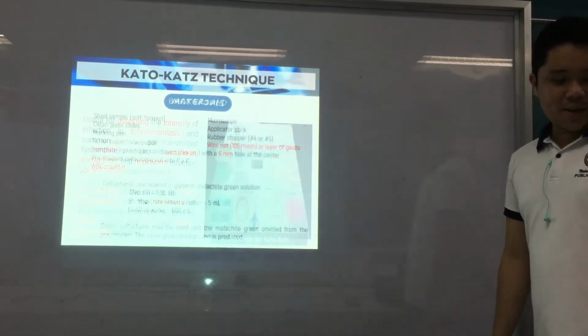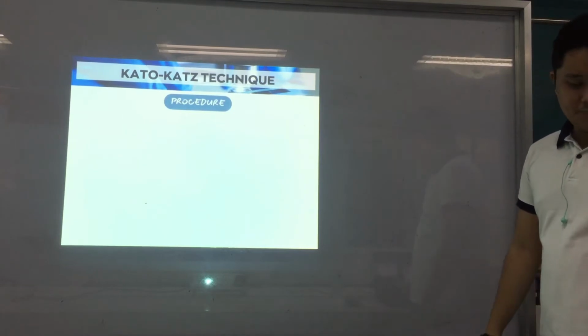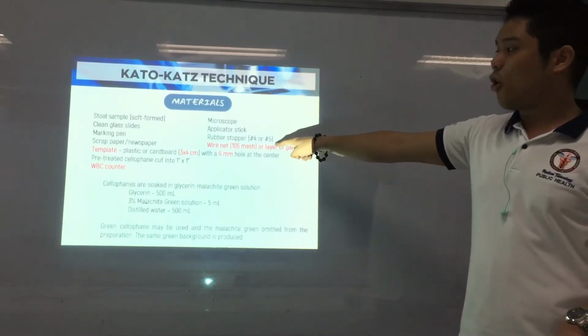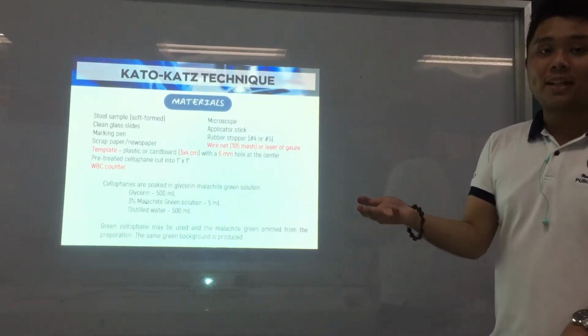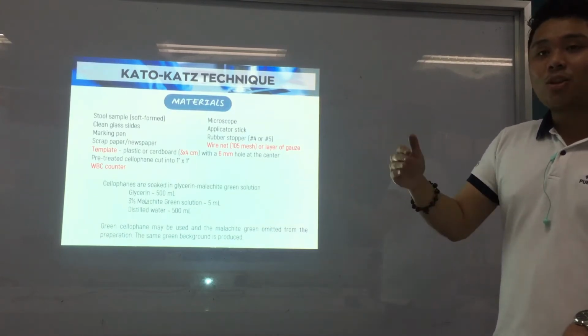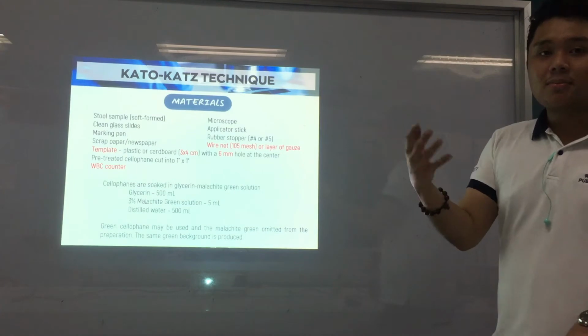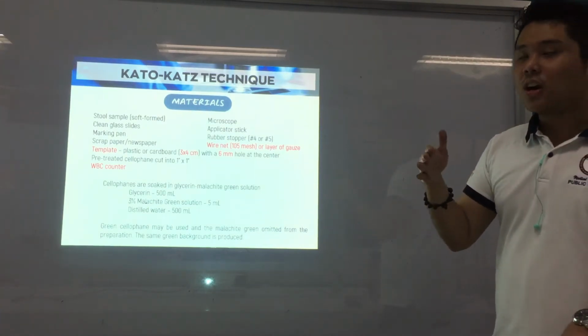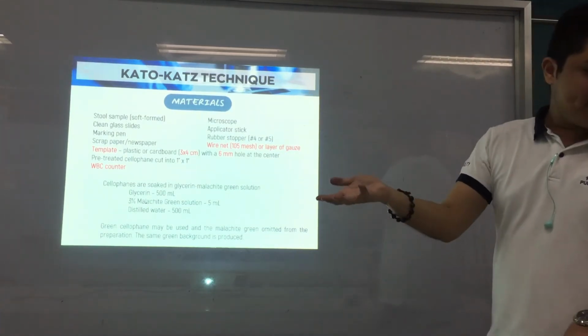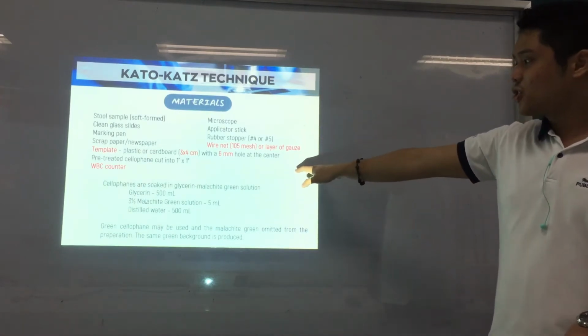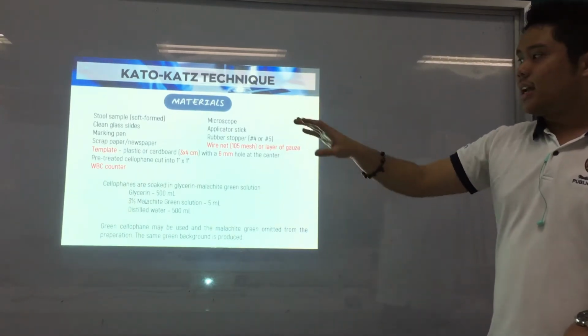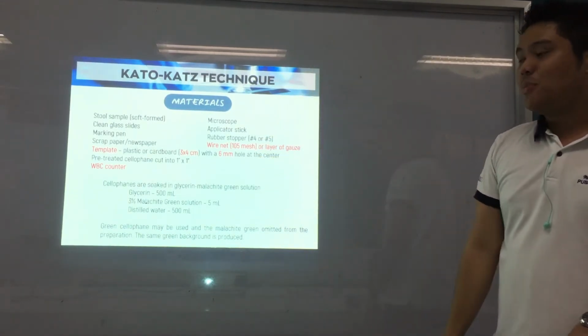So again, we go now to the materials. For materials, we'll just look at the color red ones. These are just the additional materials. Because again, by the name itself, it's Kato-Katz, so it's still following the procedure of the Kato-Thick with just a modification in the procedure. So the red ones are the added materials: a wire mesh or a layer of gauze, a template, and a WBC counter.